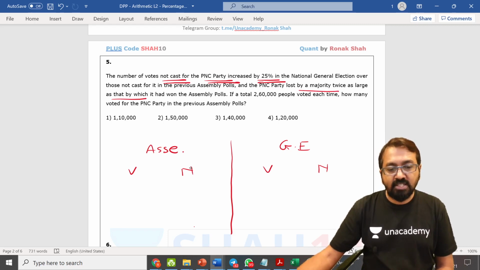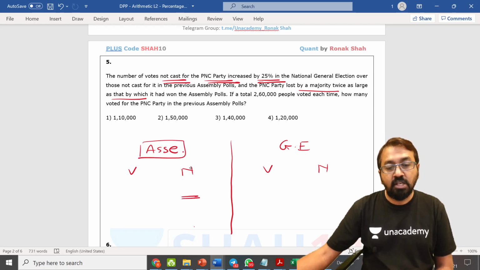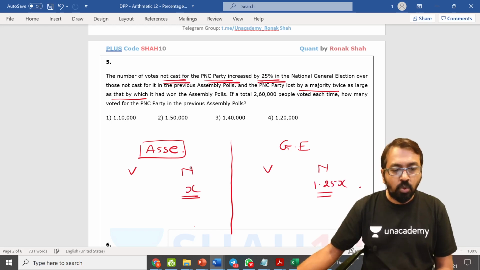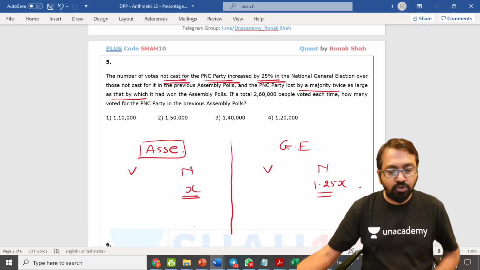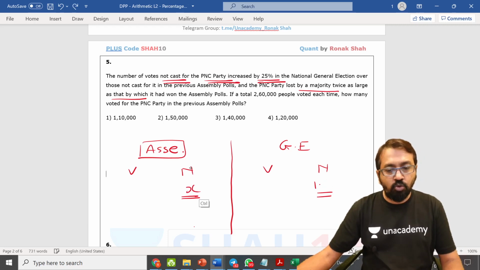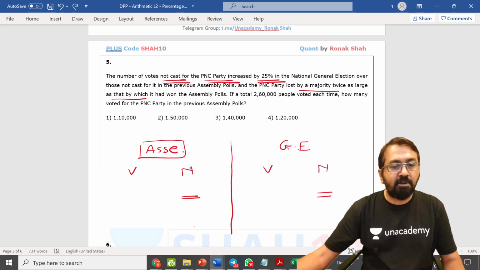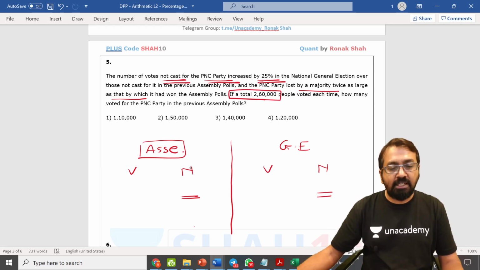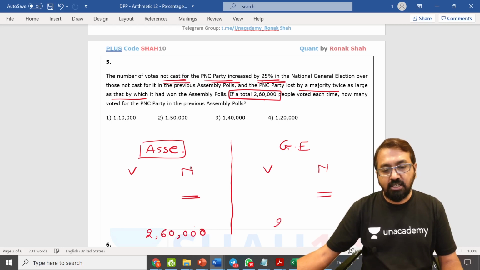So basically what they are saying is the number of votes that were not cast in assembly polls increased by 25%. So if this was X, this should be 1.25X and something like that. Okay, but in this question, instead of assuming variables, we'll go by answer option, and that will actually simplify our calculation, because we know that a total of 2,60,000 people voted in both the elections. So here 2,60,000 people voted. Even in the general election, 2,60,000 people voted.